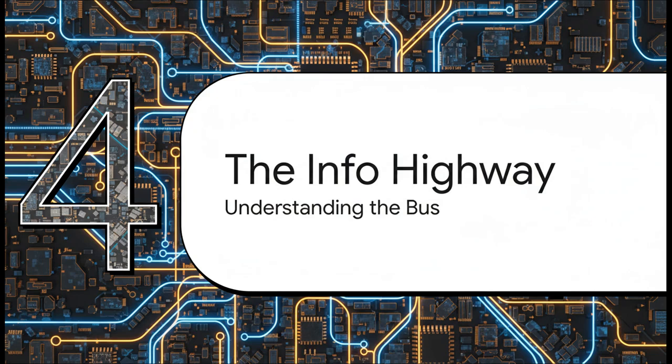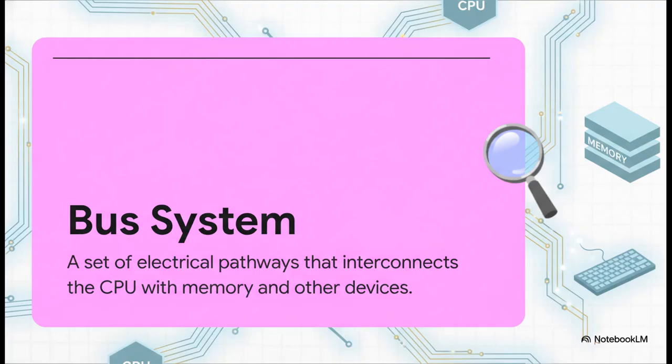That's great. But how do they all talk to each other? Well, the answer is something called a bus system. And honestly, the information highway analogy is perfect. It's the road network that connects everything. So what is a bus, really? It's just a set of tiny electrical pathways, little wires basically, that connect the CPU to memory and all the other parts of the computer. It's how the CPU sends and receives everything: data, addresses, control signals, you name it.